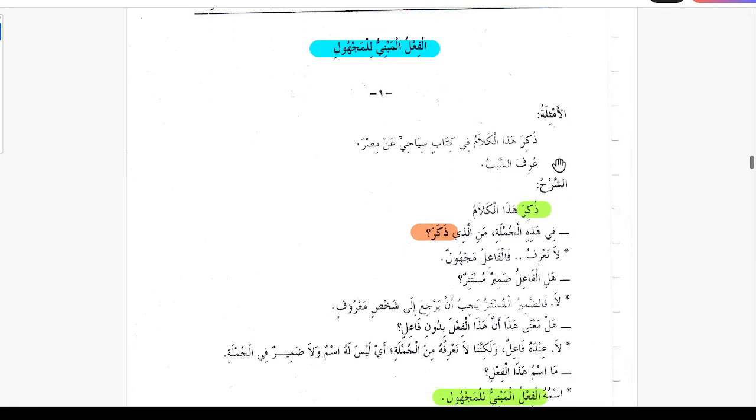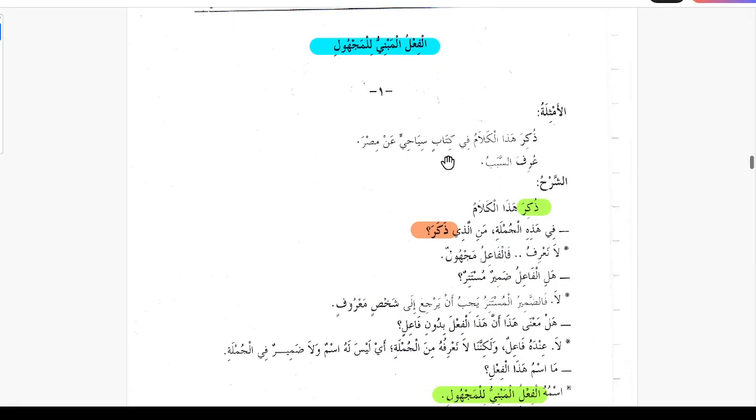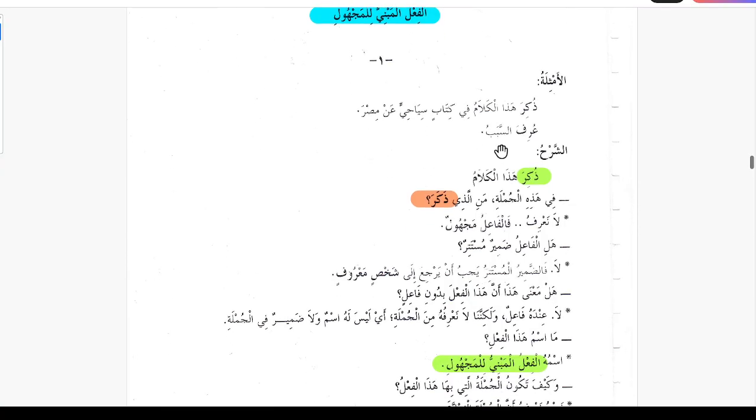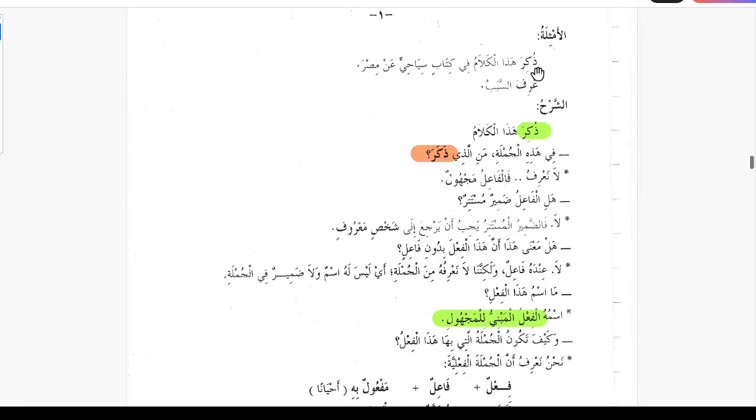Here are some examples. Zukira hazal kalamu fi kitabin sayyahiyin an Misra. This is mentioned in the tourist book about Egypt. Urifa sababu, the reason is known. Asharhu, the explanation. So here Zukira and Urifa, they are the past passive, the passive voice tense. Zukira hazal kalamu, this is mentioned.